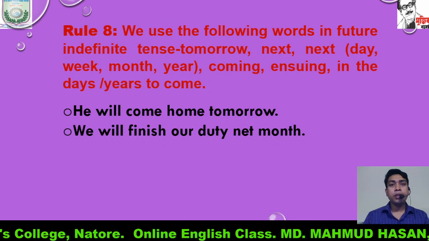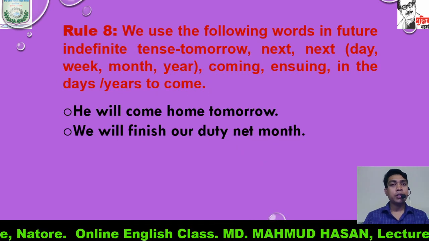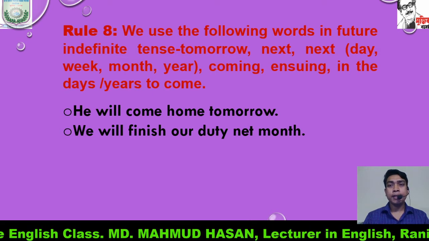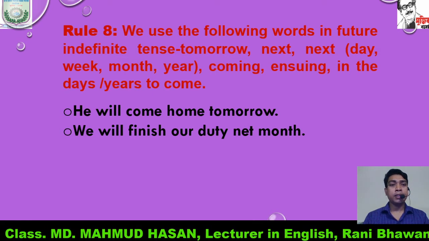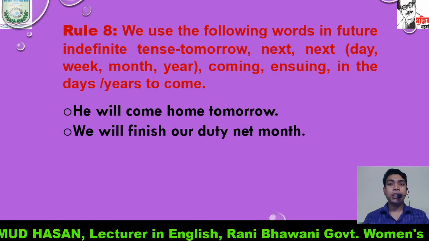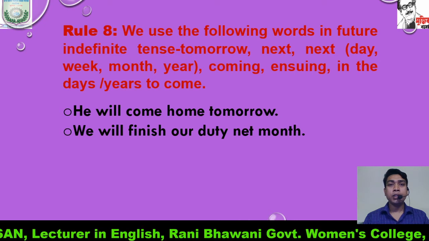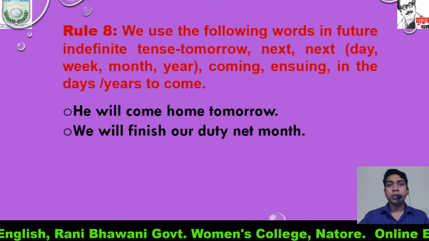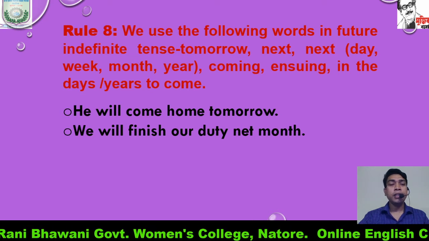Rule number 8, we use the following words in future indefinite tense: tomorrow, next, next day, next week, next month, next year, coming, ensuing, in the days or years to come. So these are some indicators or markers of future indefinite.